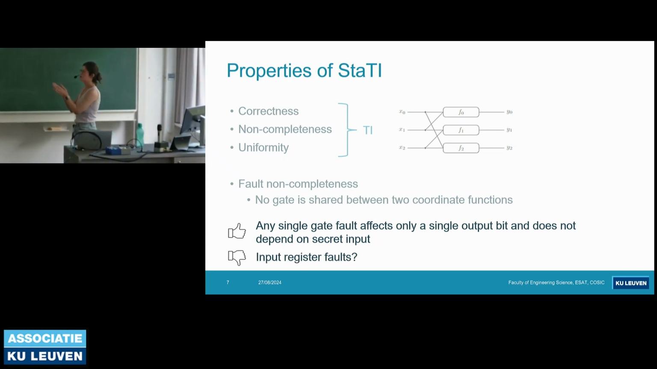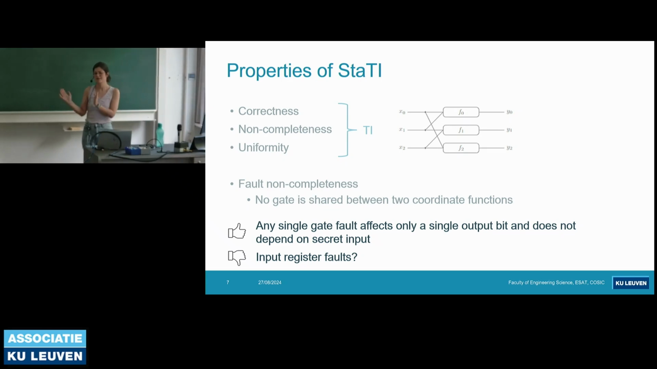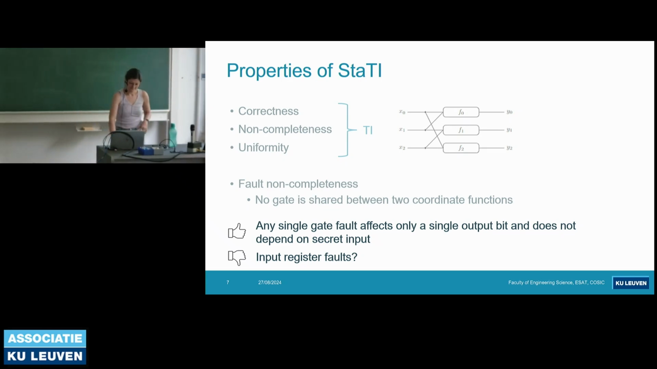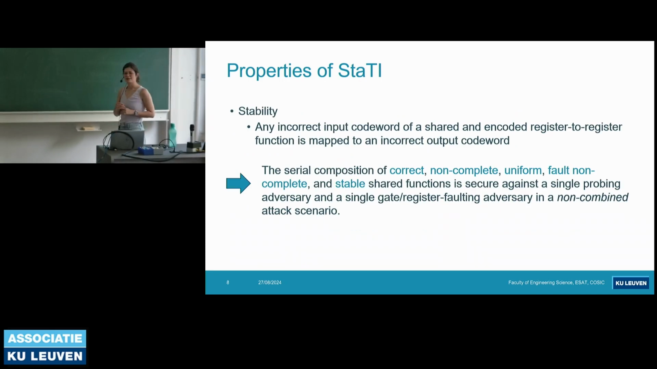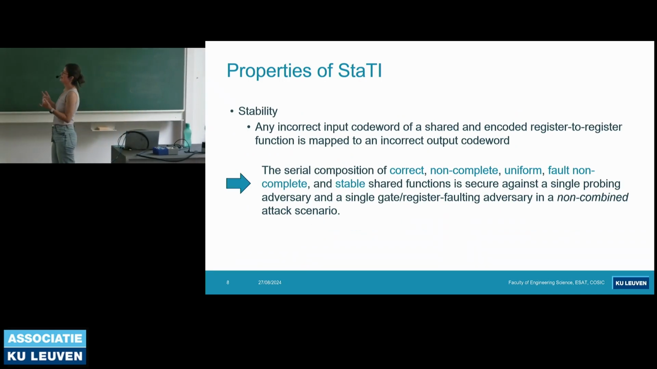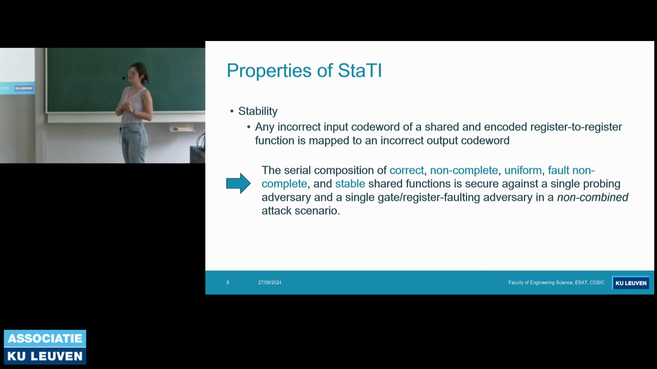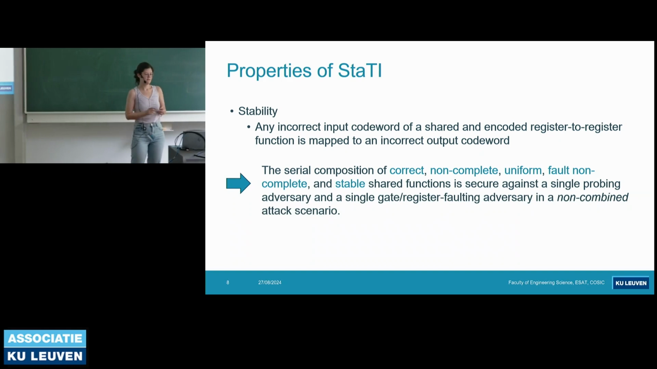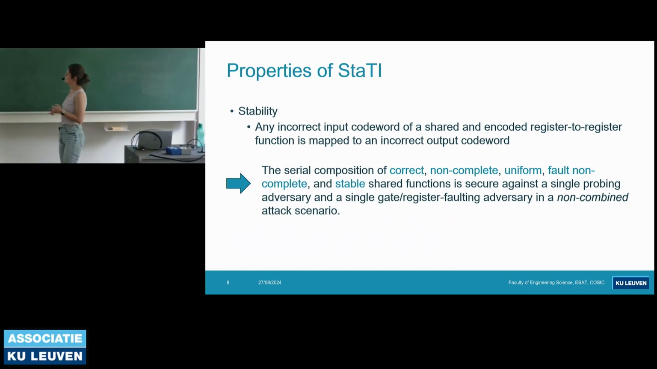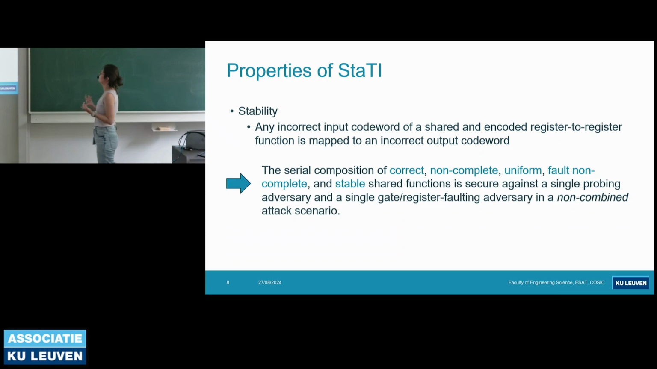No, because the faulty output might be the input of the next function. Then we need to deal with that as well. For that, we propose the notion of stability. Stability states that any incorrect input code word of a shared and encoded register-to-register function is mapped to an incorrect output code word. And then we have the following theorem. The serial composition of correct, non-complete, uniform, fault non-complete, and stable shared functions is secure against a single probing adversary and a single gate register faulting adversary in a non-combined attack scenario.